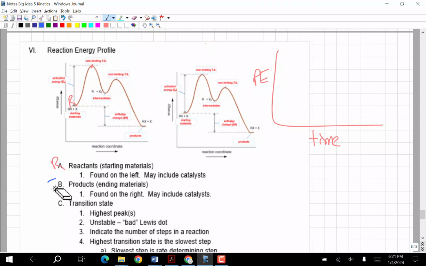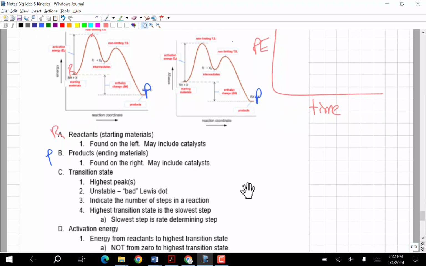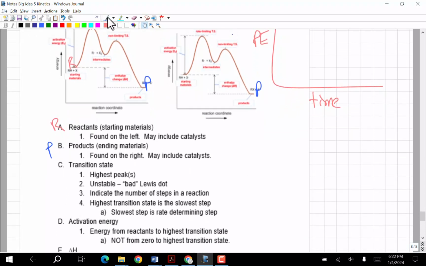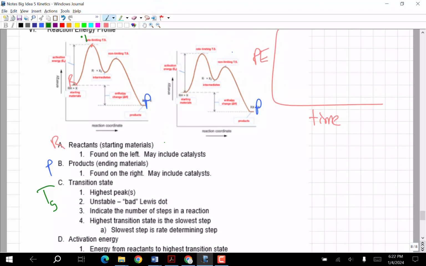Whoops, I'm not going to call those E, I'm going to call those P, of course. Here are my products, okay? They may include catalysts. The transition states are the highest peaks, okay? So let's go green. We'll call that T sub S. If you were to look at them, they're bad transition states because they're unstable. Remember, if you're unstable, that means you're going to fall apart. So if I build an unstable clubhouse, a tree house, what's the best way to tell it's unstable? It falls on the ground, right?